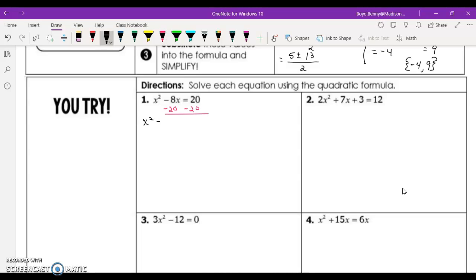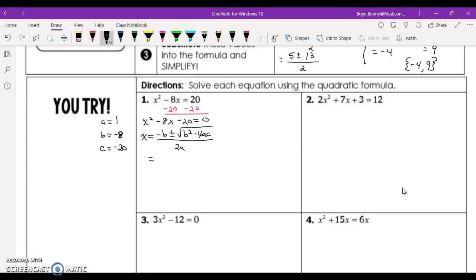So I've got x squared minus 8x minus 20 equals 0. Now I'm going to identify my a, my b, and my c. So here again, a is 1, b is negative 8, and c is negative 20. Write my formula. x equals negative b plus or minus square root b squared minus 4ac all over 2a.